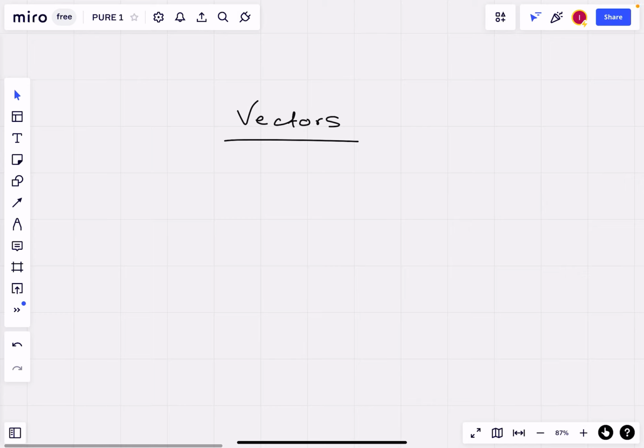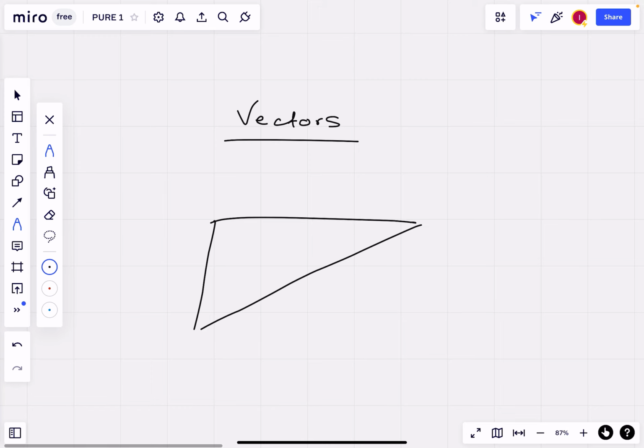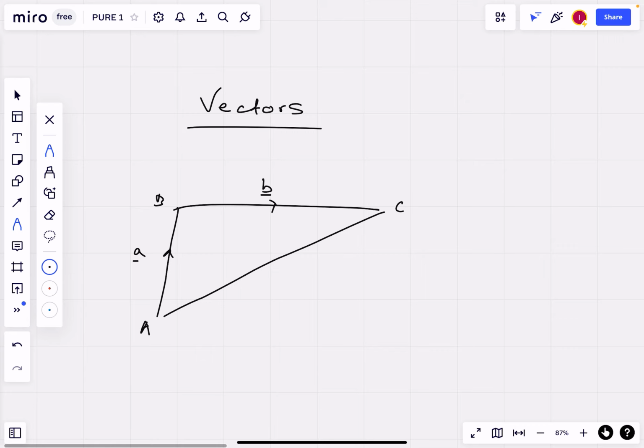In GCSEs, you would have come across vectors. Vectors are arrows which have a direction and a magnitude. So you probably remember doing something like this, where this arrow, let's say A, B, C, this arrow represents A, this arrow represents B. So AB is small a, BC is small b. So that means going from A to C, you would do a plus b, right? That is your alternate route. And that is the kind of arithmetic involved in vectors in GCSEs.